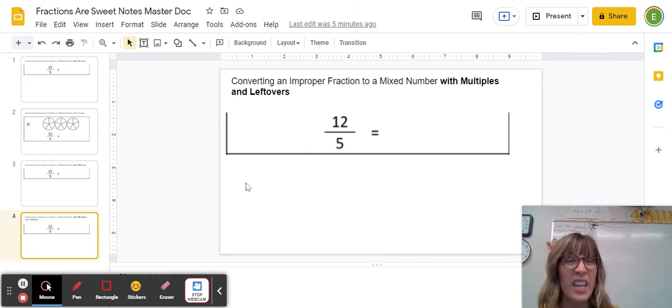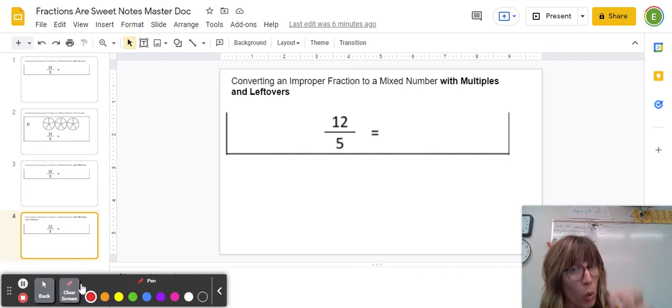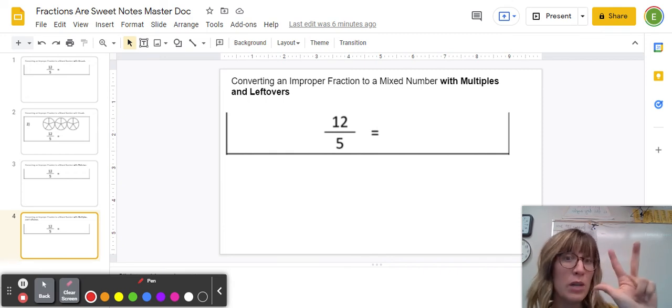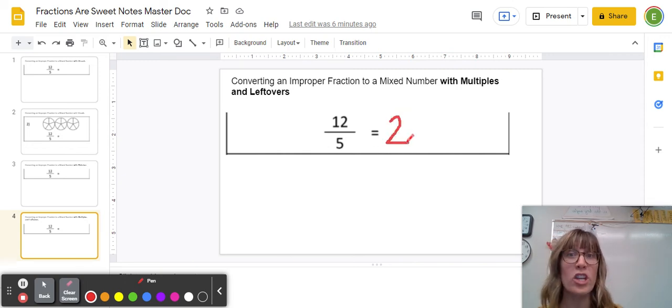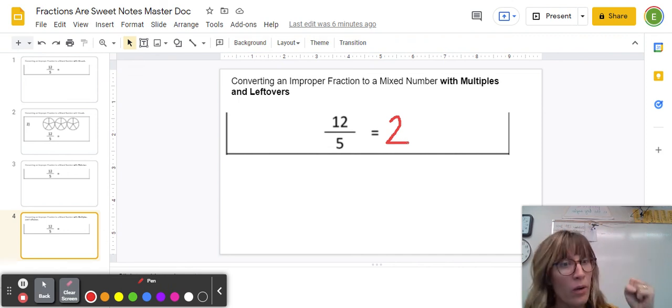And finally, you can think about using this strategy to convert. I like to just call it that you're going to use multiples and leftovers. I think of it like a faster shortcut of the division method. So we're still going to try to figure out how many whole fives we can pull out of 12. I'm just going to use multiples and count. 5, 10, well, 15 we went over. So I can pull out 2 whole fives, which is 10. Then I'm going to count up from 10 until I hit my numerator, which is 12: 10, 11, 12.